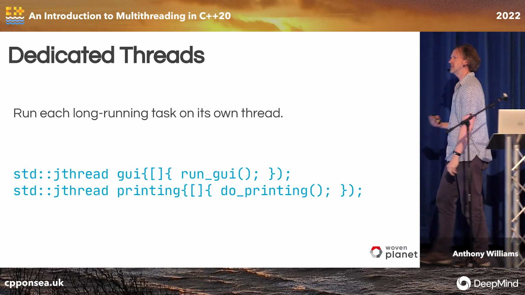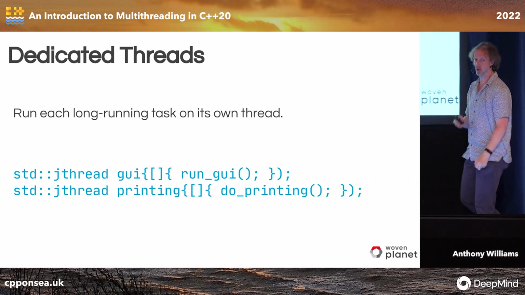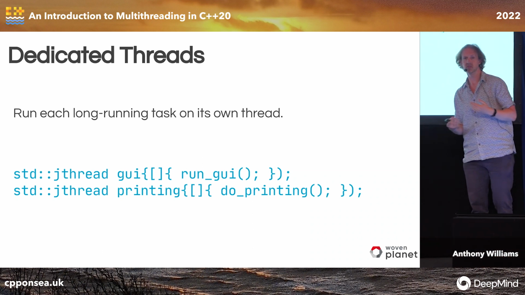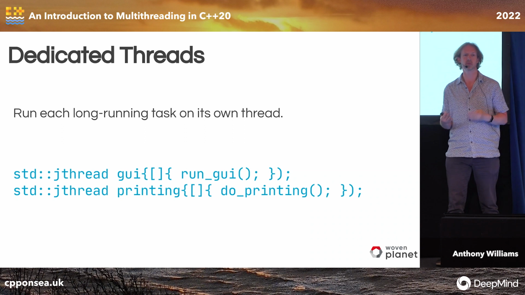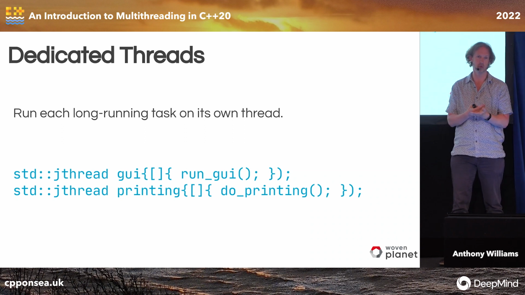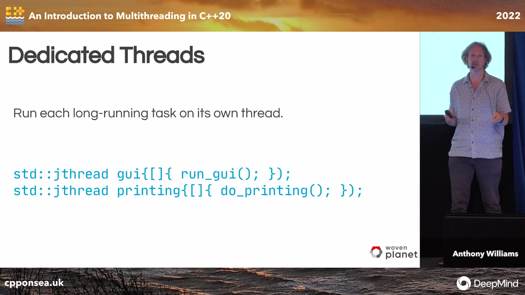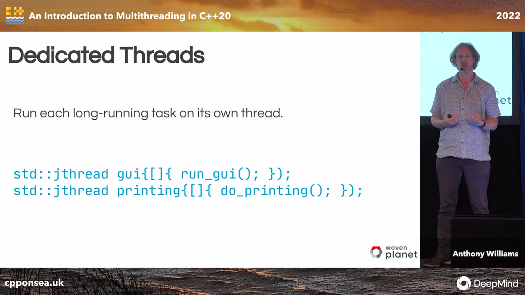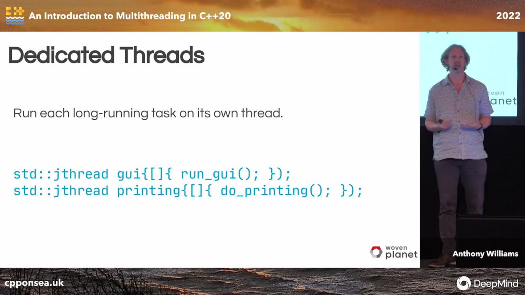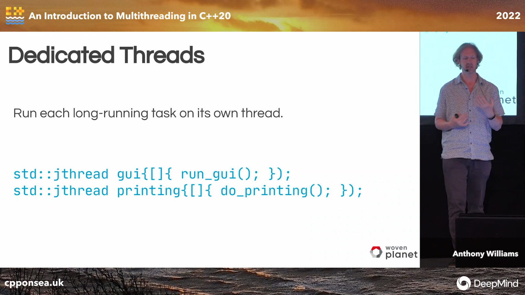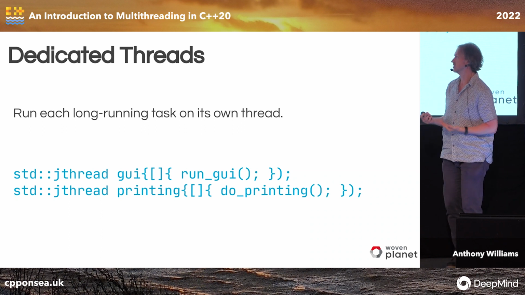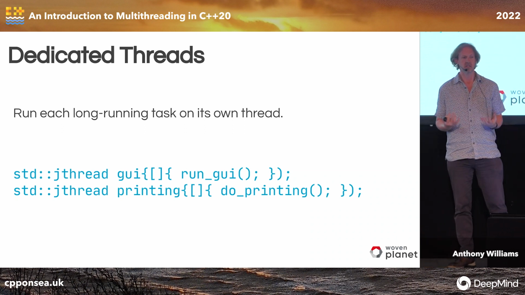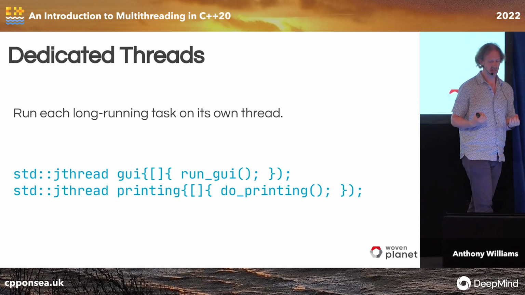So if we have long-running tasks, then you probably don't want to put them on a thread pool, because then they occupy one of the thread pool threads permanently or for a significant chunk of time of your application, and it limits the scope of the thread pool to manage the execution of any other tasks. So if you've got a long-running task as part of your application, you probably do want to create a dedicated thread. And so we can use jthread for that.